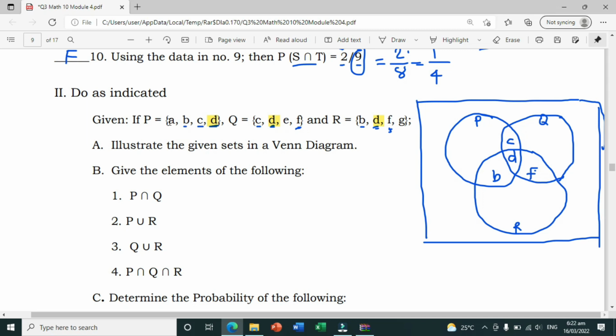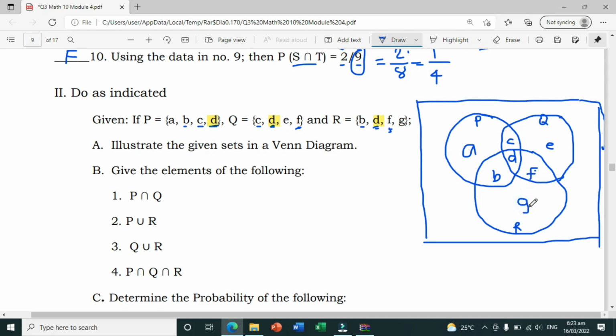Kasi, nasa na yung A, B? May C na dito sa P, di ba? So, dito natin ilalagay yung A. Yet, may A, B na tayo dito. So, tingnan natin. Check natin. We have A, B, C, D. Okay. Q naman, meron tayong C, D. Yung E, wala. So, ilalagay natin dito. Tapos, ang R, meron tayong B, D, F, walang G. So, lalagyan natin ng G.